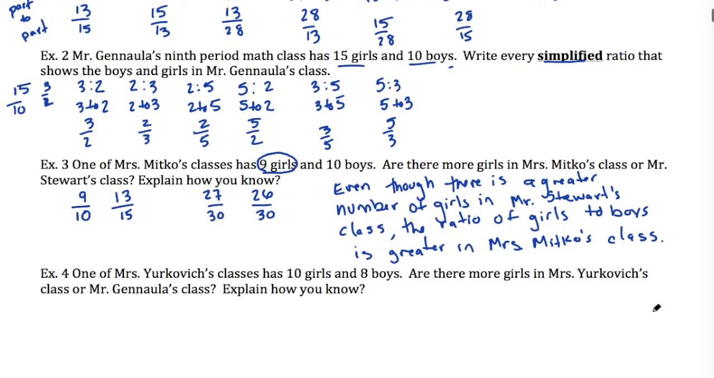Okay, so we can do the same thing here. One of Mrs. Yurkovich's classes had 10 girls and 8 boys. Are there more girls in Mrs. Yurkovich's class or Mr. Janala's class? So we're going to compare Mrs. Yurkovich here, which is a ratio 10 girls to 8 boys, and Mr. Janala's 15 to 10. So there's a couple different ways we could go about comparing them here. So I'm going to write Y for Yurkovich and J for Janala here. So in Yurkovich, we've got 10 over 8. And in Janala, we've got 15 over 10.